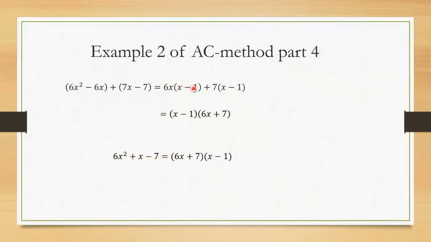Now, notice we could take out x minus 1, that's in parentheses, that's the same. Take it out, put it in front. And what we get is 6x is left over from the first group, 7 is left over from the second group. So we get this. All together, we get this, as you can see.